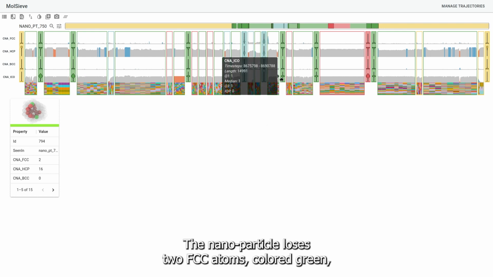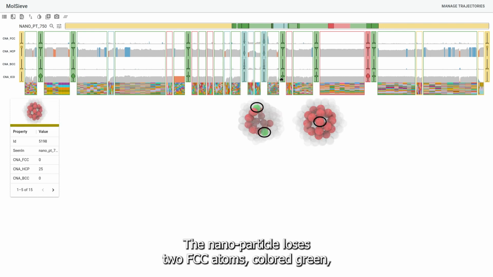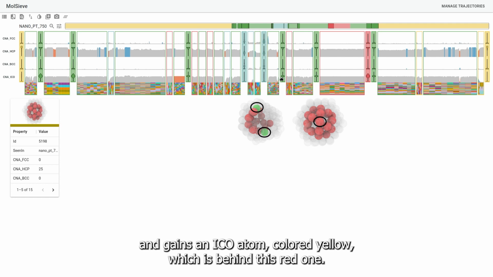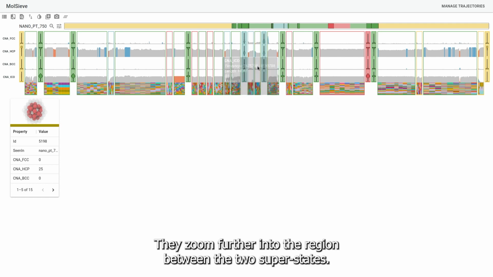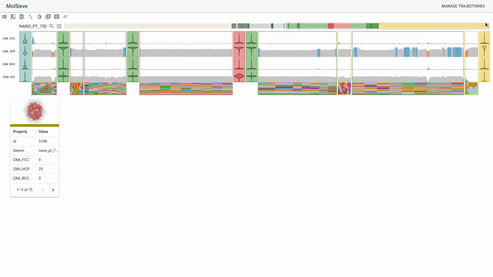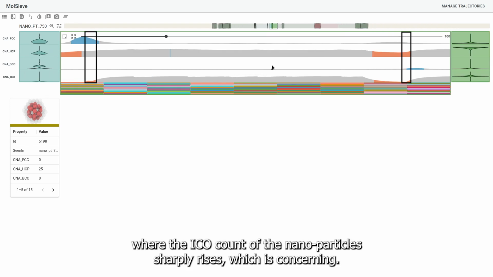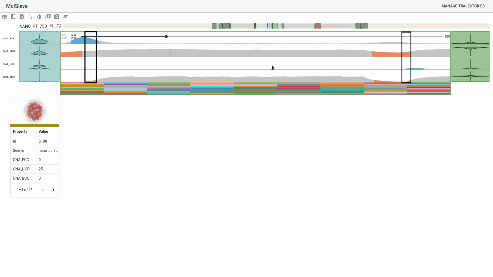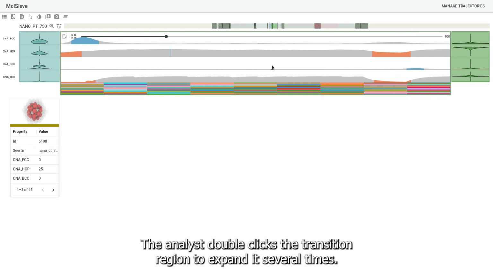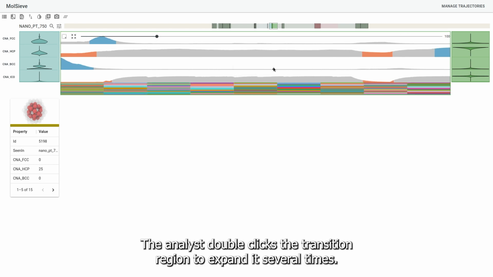The nanoparticle loses 2 FCC atoms, colored green, and gains an ICO atom, colored yellow, which is behind this red one. They zoom further into the region between the two superstates. There seem to be 2 regions where the ICO count of the nanoparticle sharply rises, which is concerning. The analyst double-clicks the transition region to expand it several times.